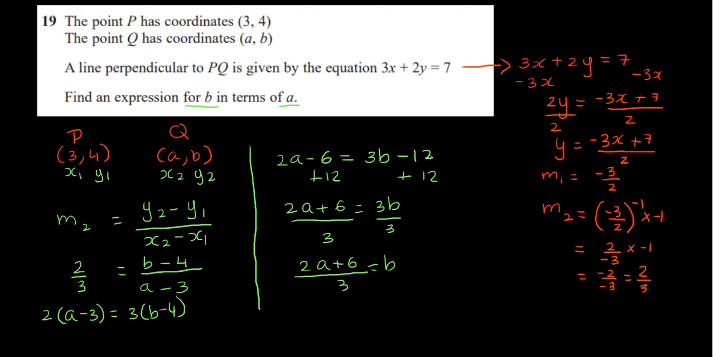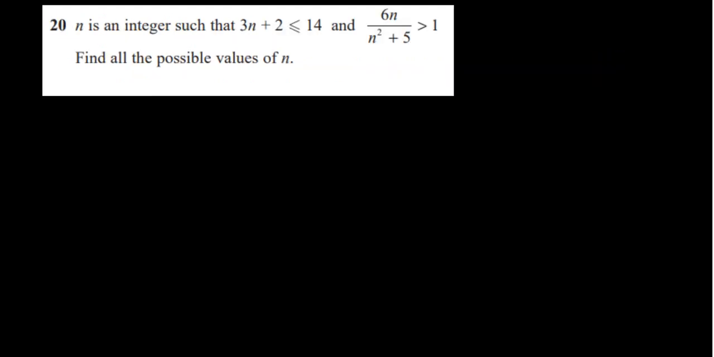Alright, how many more questions do we have? Question number 20. I think this is the last question. N is an integer such that 3n plus 2 is less than or equal to 14, and 6n over n squared plus 5 is greater than 1. So find all the possible values of n.